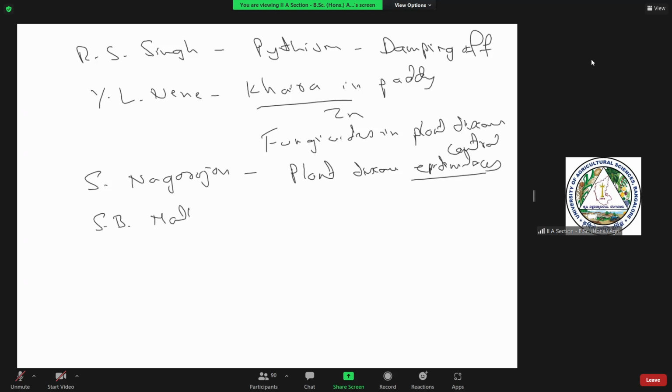S.P. Mathur and Neergard. So these two people worked on seed pathology. Formerly, they were the directors of the Danish Seed Health Laboratory, and it is still very popular. And Neergard is also a prior director of this particular institute.